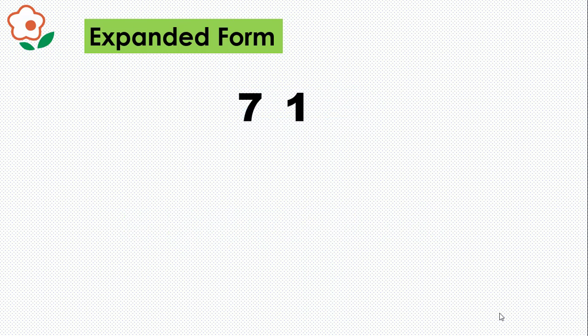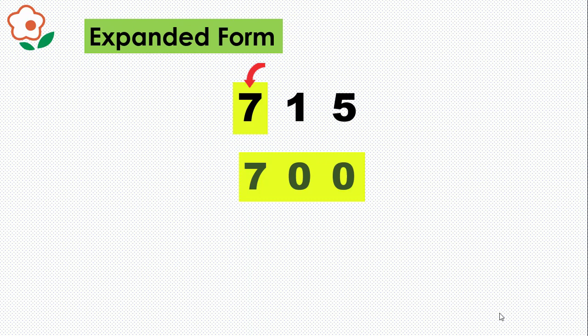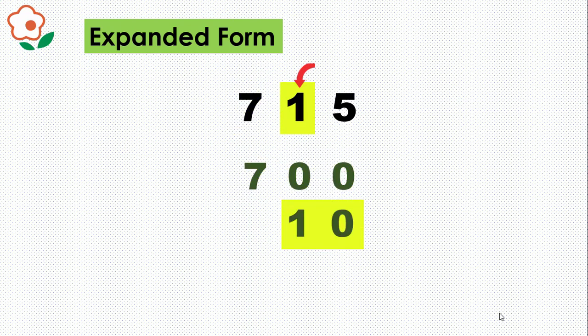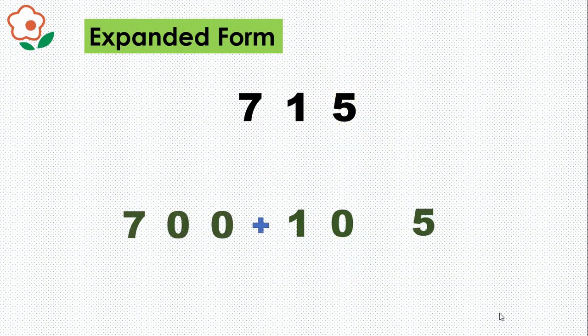Let's try another example. 715. 7 in the hundreds place means 700, 1 in the tens place means 10, and 5 in the ones place means just 5. So this number is the combination of 700 plus 10 plus 5.